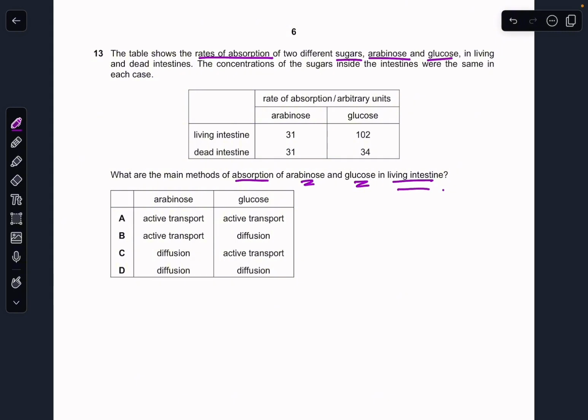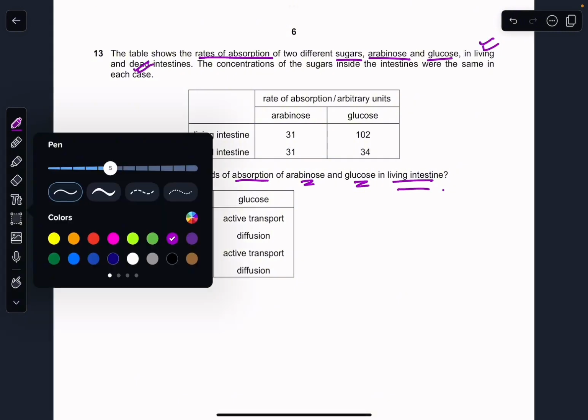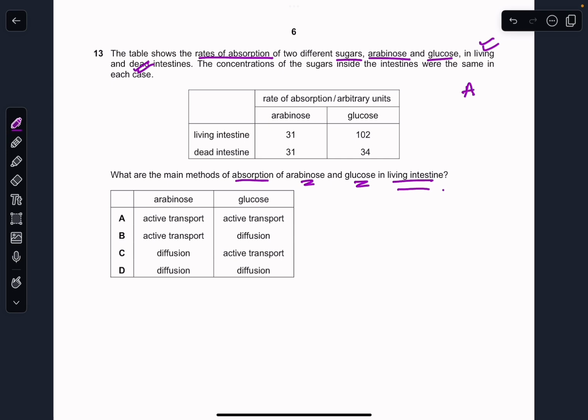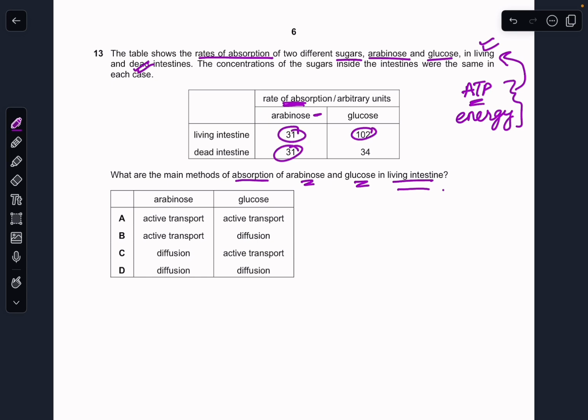Okay, now they're talking about living and dead intestine. Why? Because they're going to talk about the use of ATP, that is the use of energy, because energy and ATP can only be produced by living cells. The rate of absorption of arabinose in living intestine and dead intestine was the same. However, for glucose in living intestine, more glucose was absorbed. In dead intestine, less glucose was absorbed relatively.